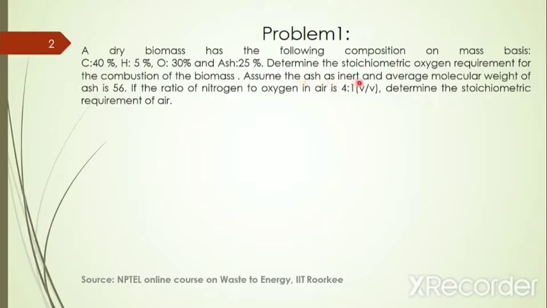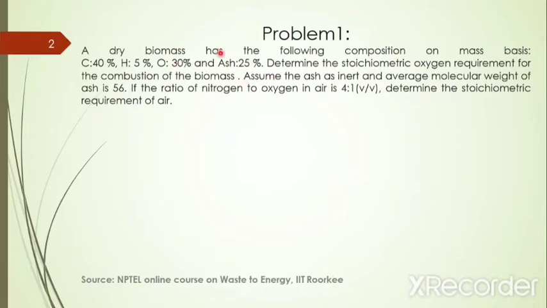Assume that the ash is inert. An average molecular weight of ash is given as 56. And if the ratio of nitrogen to oxygen in air is 4:1 by volume, also determine the stoichiometric air requirement.